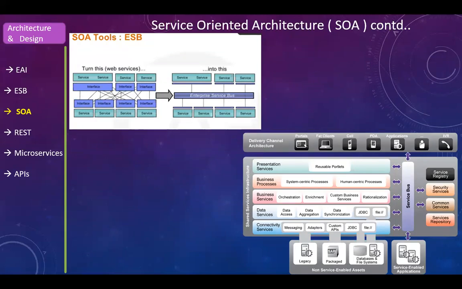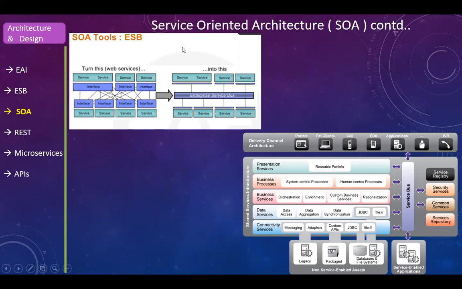Service-oriented architecture mainly helps us think in terms of services. But not all applications will be in a position to expose everything in the form of services. In that scenario, there should be some kind of bridge, or a service which helps us bridge the gap. That tool is what we call an ESB. So ESB is going to be the backbone of service-oriented architecture.